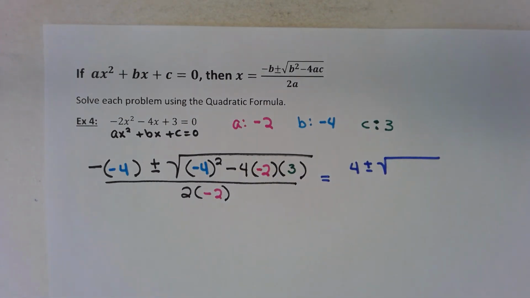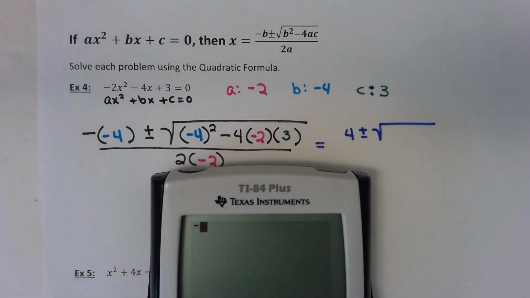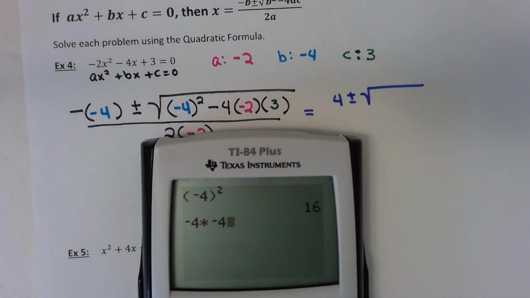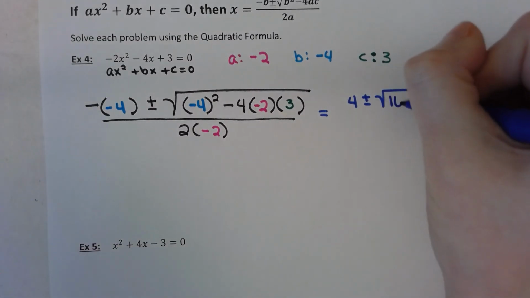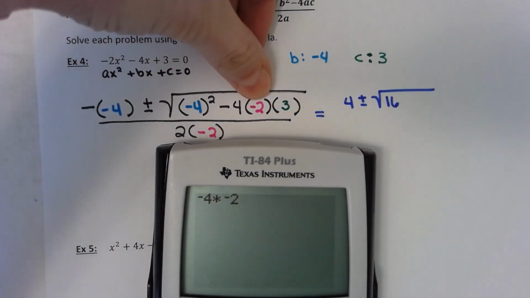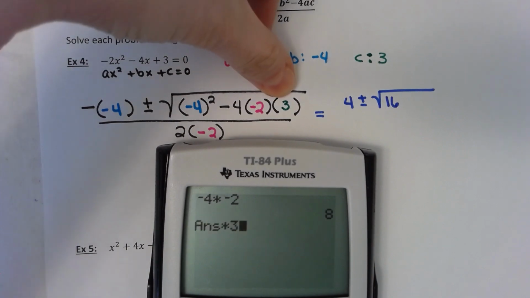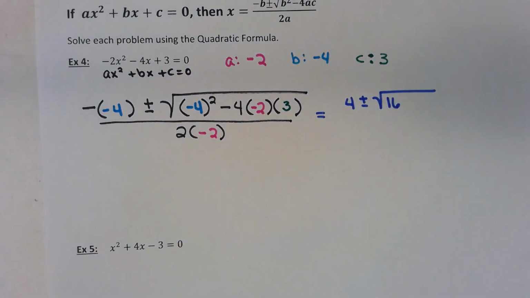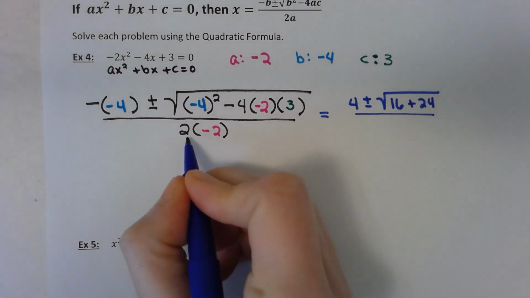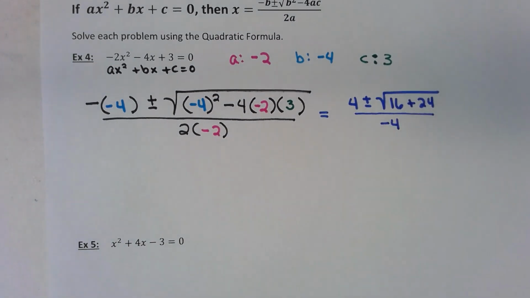Now remember, if you are using your calculator for this part, you need to make sure that you actually put that -4 inside of parentheses and square it like this, because what we want is -4 times -4. If you do not put the parentheses, it is going to give you a different answer. So be very careful about that. This should be 16. Now, as far as my other numbers go, I'm multiplying a -4 times a -2. That gives me 8, and then that's multiplied times 3, which gives me +24. So I put plus 24, and this entire thing is divided by 2 times -2, which is -4.